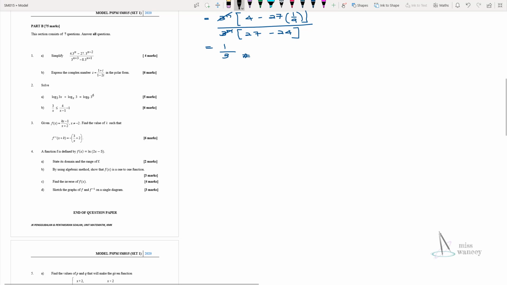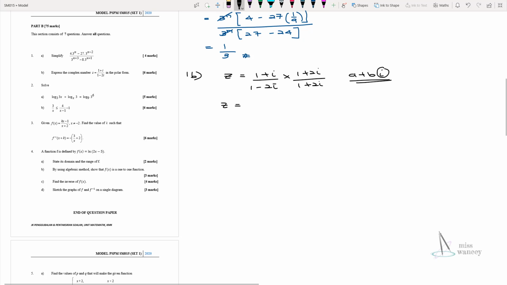Okay, so now number 1b, express the complex number z equal to 1 plus i over 1 minus 2i in the polar form. Okay, so before you start in polar form, you got to make sure that z must be in Cartesian form first. So I need to change this in the form of a plus bi. So I need to have i only in the numerator. So I must times this with the conjugate first. So this one times with 1 plus 2i over 1 plus 2i.